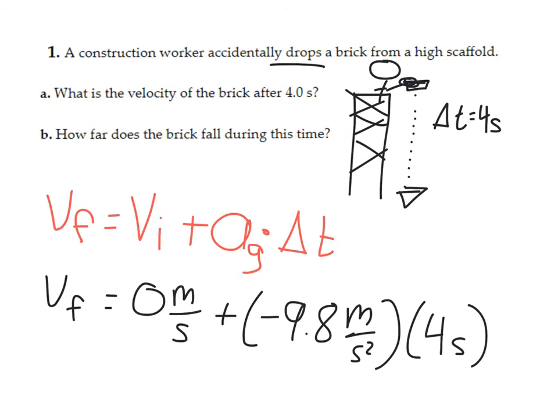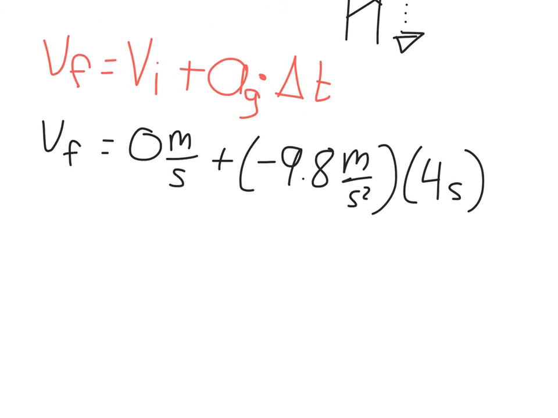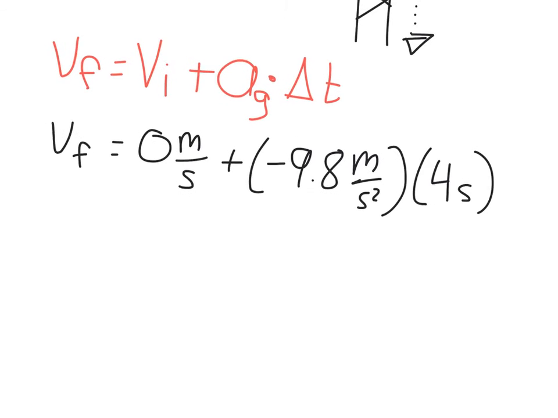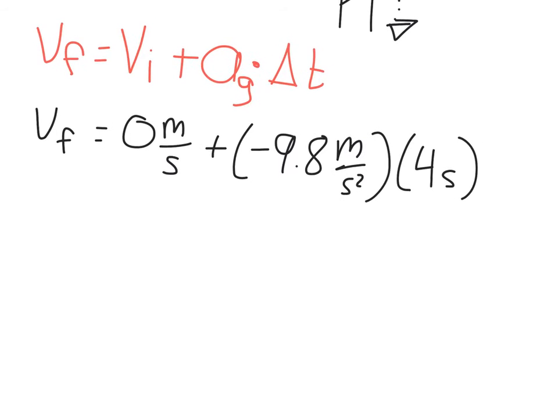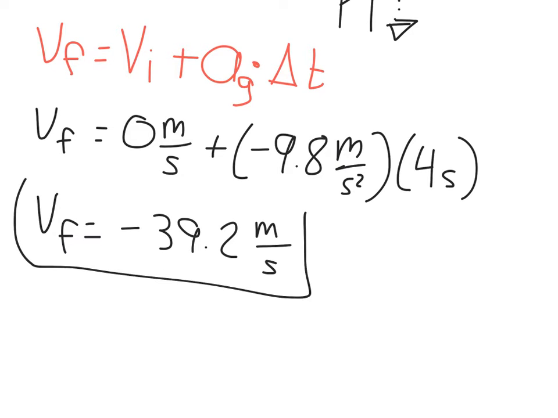So the result for this is negative 39.2, sorry, here. So the final velocity is equal to negative 39.2 meters per second. Okay, so this is the final velocity.